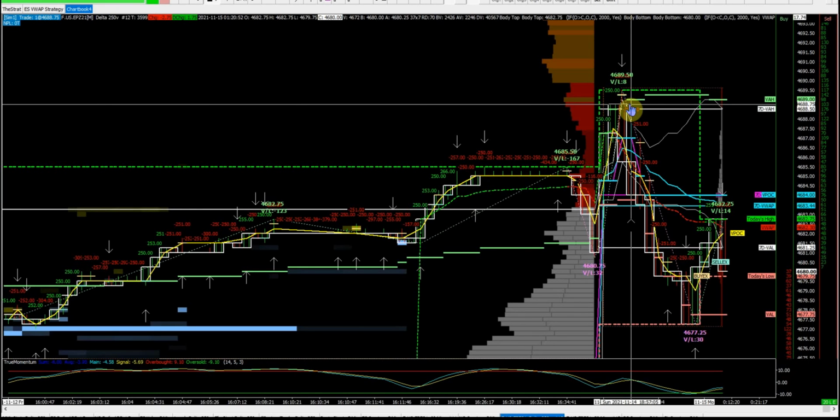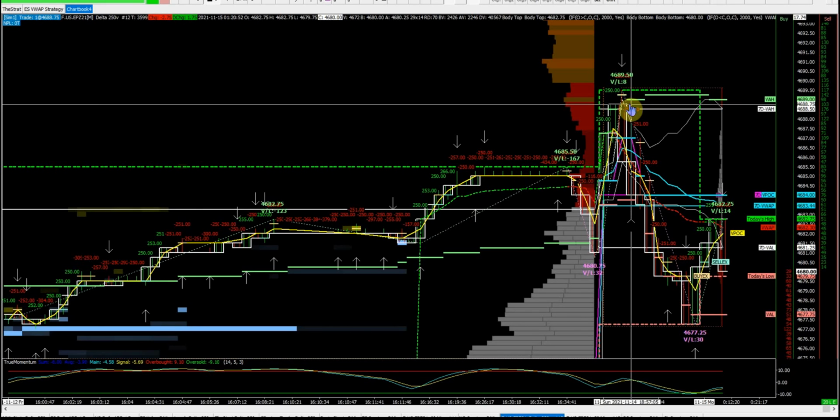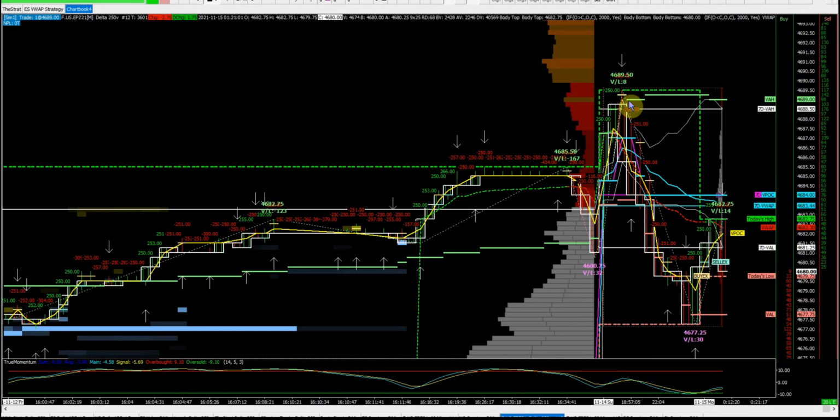What's your risk? You're looking at 46.88.75 to what was your high of the day, 46.89.50. So you're looking at a 4-tick risk here. That's $50. You're taking a $50 risk for what's that? That's a nice chunk of change right there.